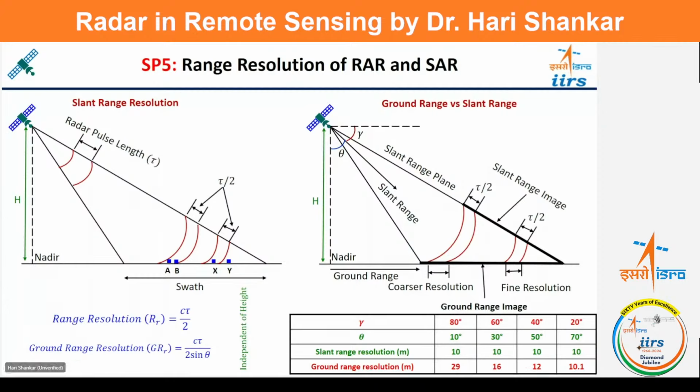So you can say, if the look angle is less, then it is coarse resolution. If the look angle is high, then it is high resolution. Look angle is low in the near range, and in the far range the look angle is large. So from low to high, here at the near range the resolution is coarse, but here at the far range the resolution is high. So these things we have to keep in mind.